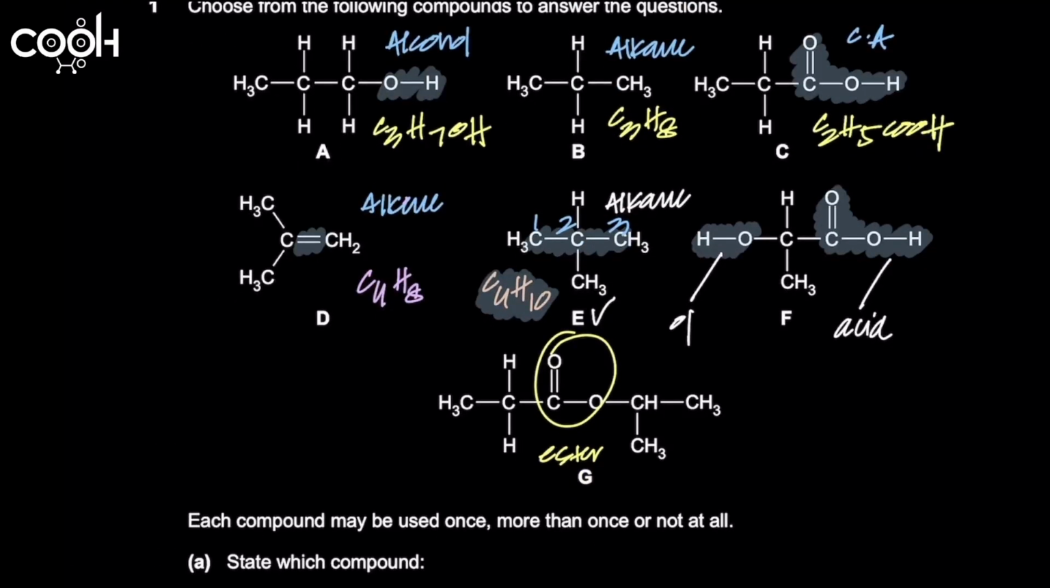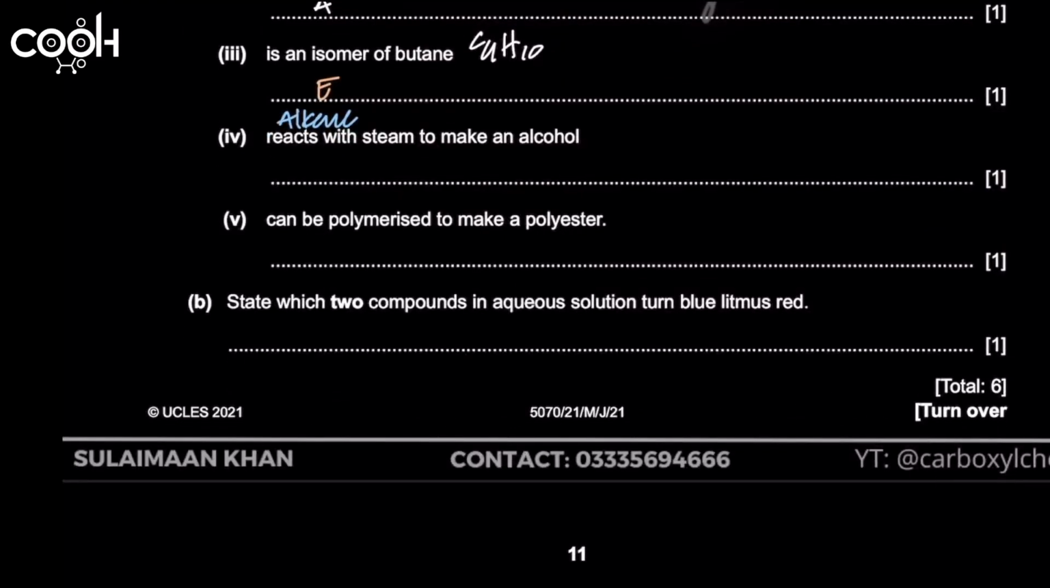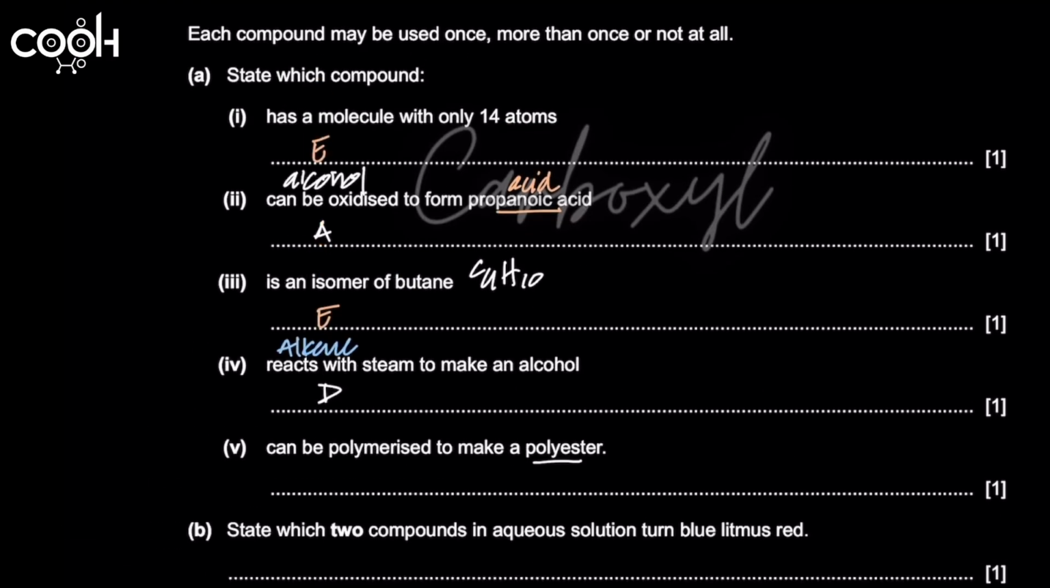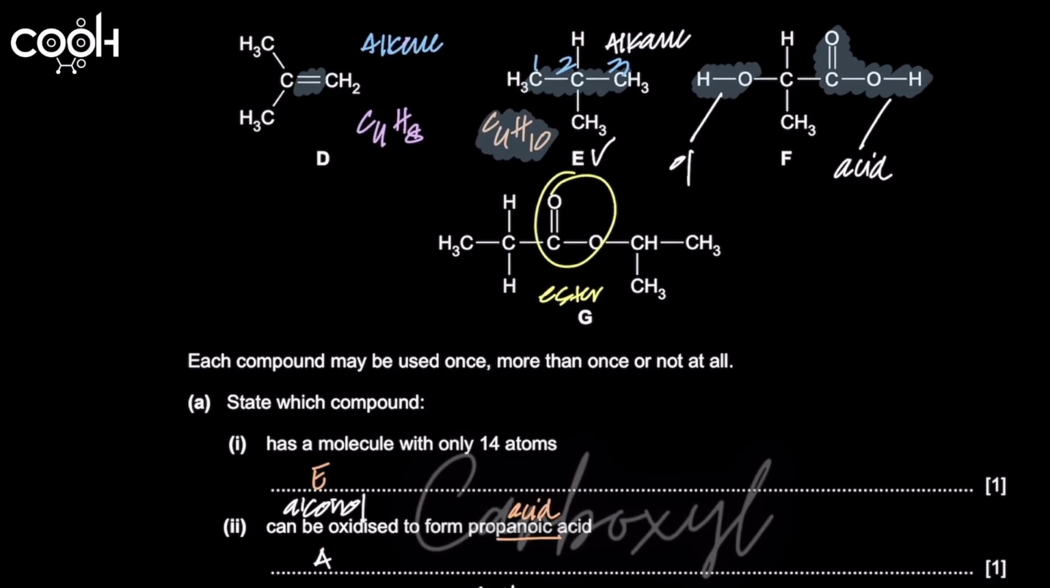So it says this reacts with steam to make alcohol, must be an alkene. Check this out. Where do you have an alkene? It's only D, so we're going to write a D where we know. This can be polymerized to make a polyester. Which particular compound can be polymerized to make a polyester? Most of you might even think G. G is already an ester. It cannot be polymerized to make a polyester, right?